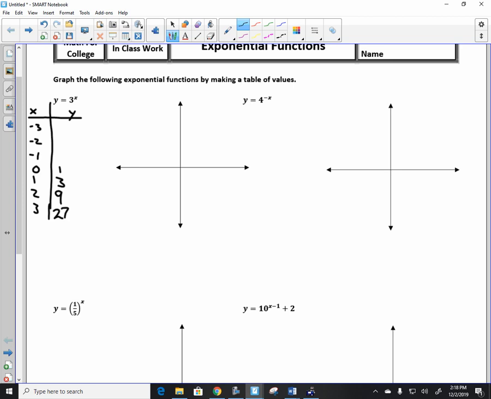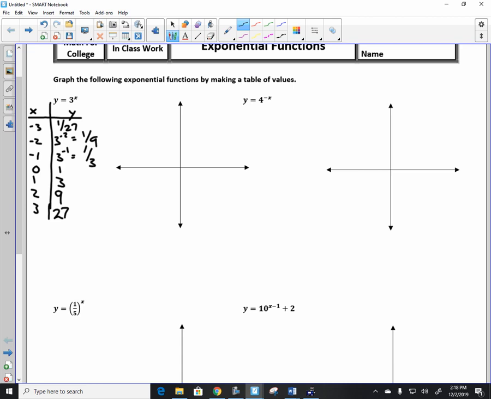Now, let's get a little bit trickier. I have 3 to the -1. How do I do 3 to the -1? 1 over 3. So what about 3 to the -2? Very good. 1 over 9. And 3 to the -3? 3 to the -3? 1 over 27.